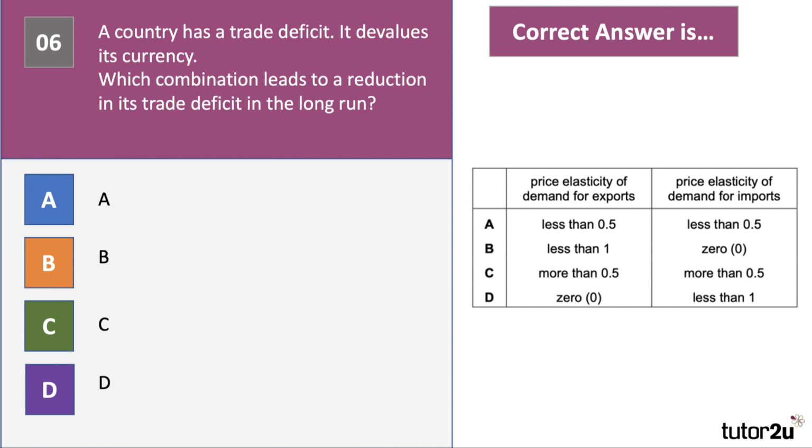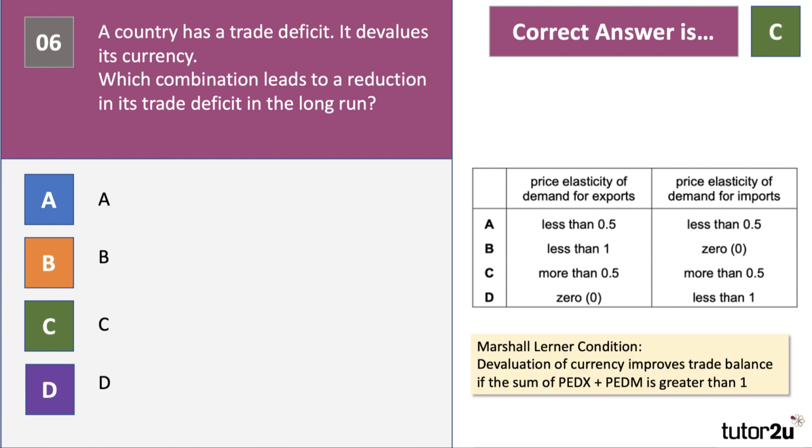Well, this question is about the Marshall-Lerner condition, which says that initially a trade deficit may get worse following a depreciation, particularly if the price elasticity of demand for exports and imports is very low, indeed, less than 1. Whereas a trade balance will improve if the sum of the elasticities of demand for imports and exports are greater than 1. So the answer here will be C, the Marshall-Lerner condition.